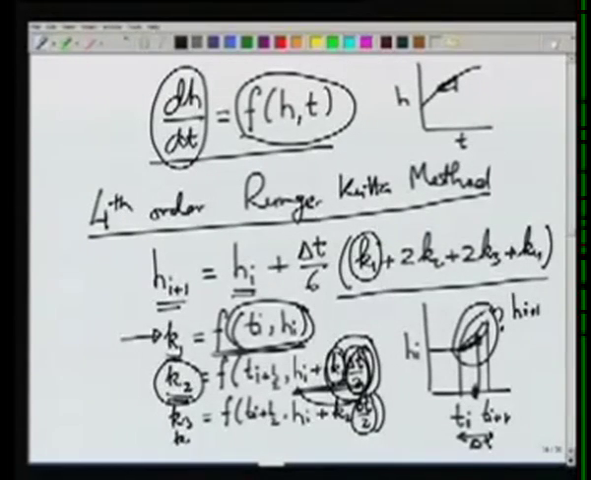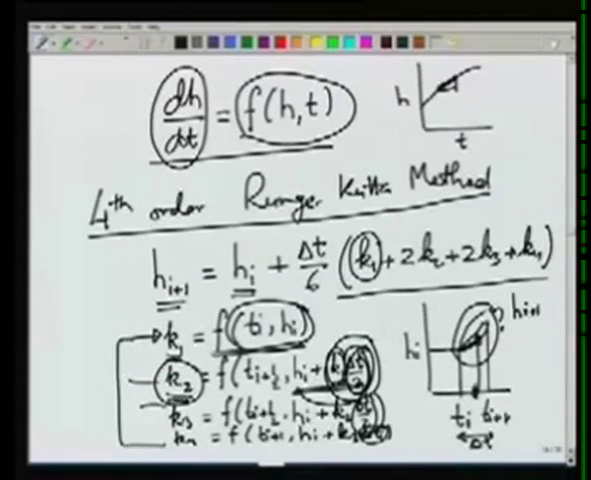And k4 is evaluated at the end of the time interval, so ti plus 1, but now using a slope of k3. So k3 delta t, and now we use delta t because we want the value at the end of the time interval. So what these K1, K2, K3, K4 represent are estimates of slope of the head versus time curve at different times. K1 at the time Ti, K2 and K3 at the time Ti plus half, and K4 at Ti plus 1.